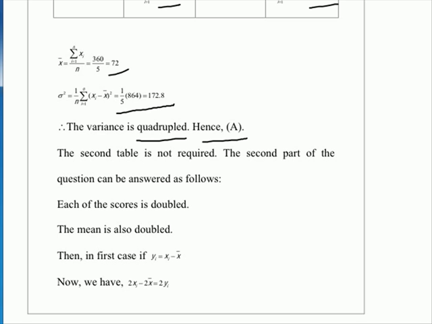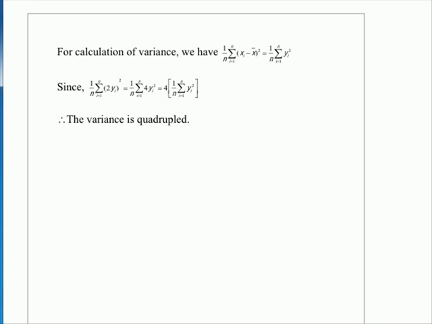So here's a shortcut to how you might solve this without having the second table. You know that each of the scores is doubled, which means the mean is also doubled. Then in the first case, if y equals xi minus the mean, then we have this equation, and from the calculation of variance we have this, and hence the variance is quadrupled.